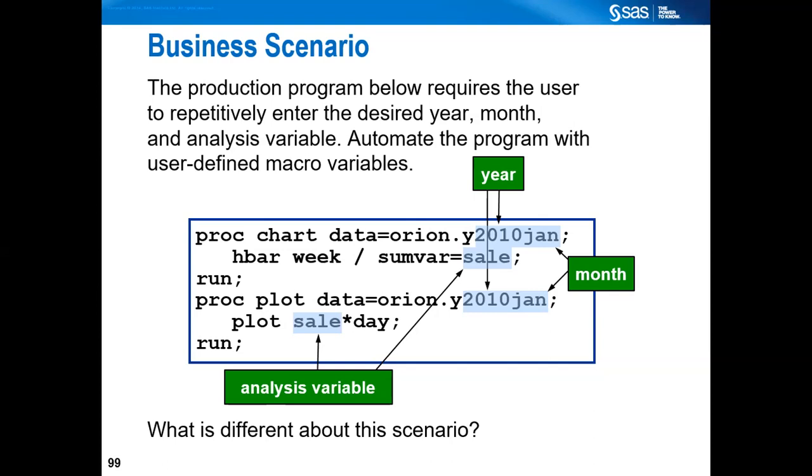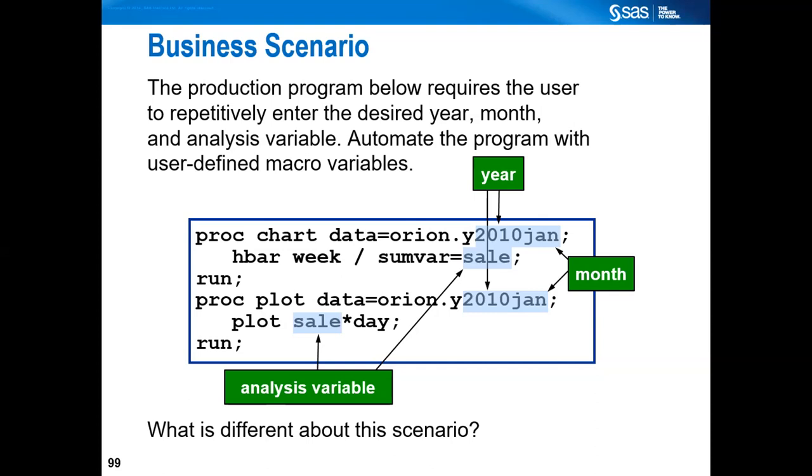Fine. So it's telling us the production program below requires the user to repetitively enter a desired year, month, and analysis variable. Currently you're working on the sale column, but in future, instead of sale, you might be using the quantity column, or apart from quantity, you might also use the customer ID column, to see the frequency of a particular customer making purchases with your organization, with Orion. If this is the requirement, instead of writing it manually, you can always make a macro variable, right? That's what it's telling.